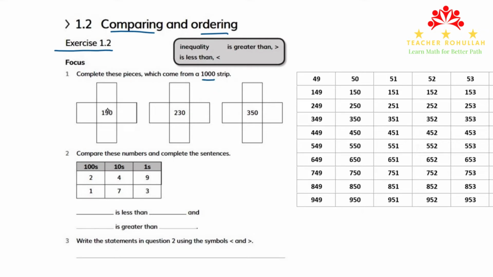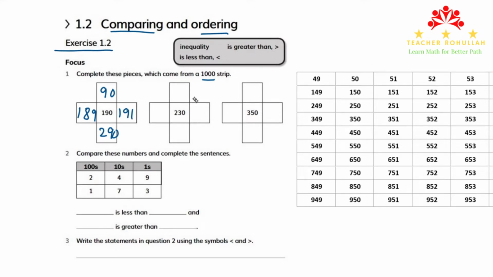The first piece is having 5 squares and 190 is in the center of it. So the number that comes above 190 is 90. And the number that comes below 190 is 290. And the number to the left of it is 189. And the number to the right is 191.